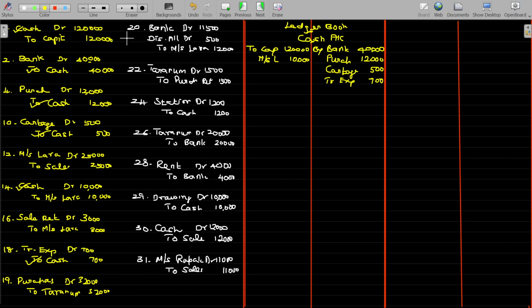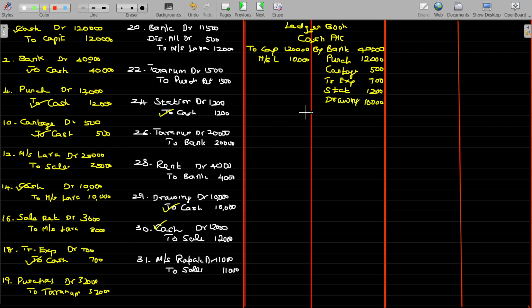Then where we have the cash. On 24th December, we have the transaction for cash. Cash is in the credit side. By stationery will be recorded. So by stationery, payment for the stationery, 1200. Then 29th drawings is there, should also be posted by drawings here. By drawings, the value being 10,000.